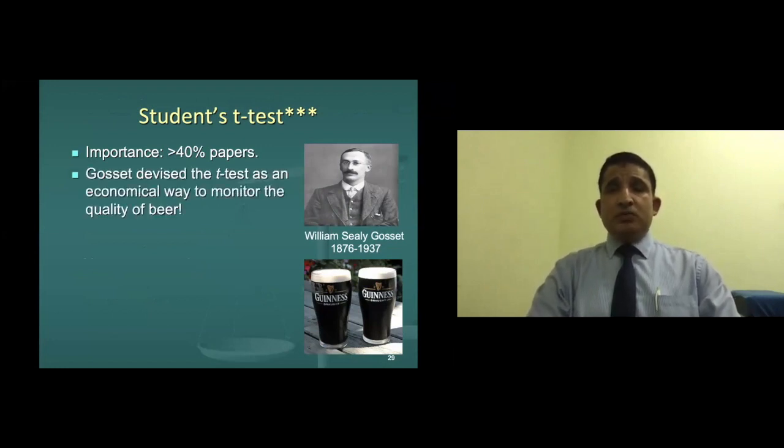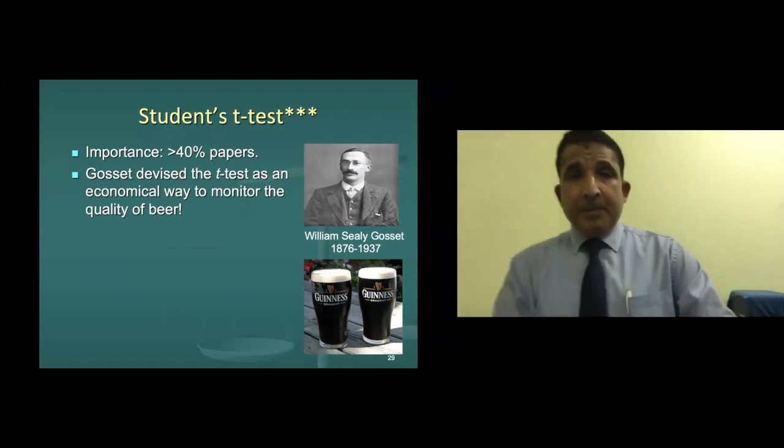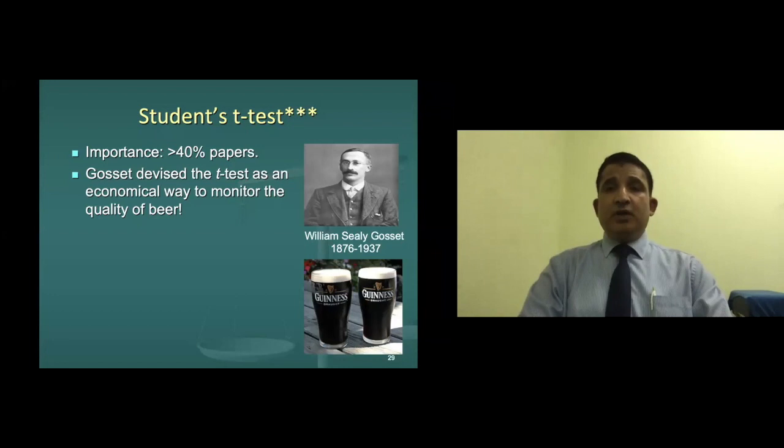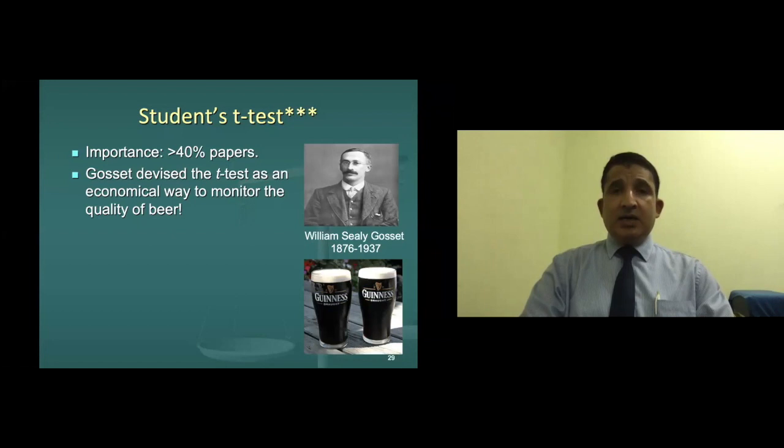This was devised by William Sealy Gosset, who was working in a brewery company in England, Scotland, Ireland, I think, in a Guinness brewery. He devised the t-test as an economical way to monitor the quality of the beer, so that is the contribution of alcohol to the literature. As per the policy of the brewery company, no employee was allowed to publish any article under their own name, so he used the pen name Student and published the paper, hence the name Student, and later his original real name was revealed.